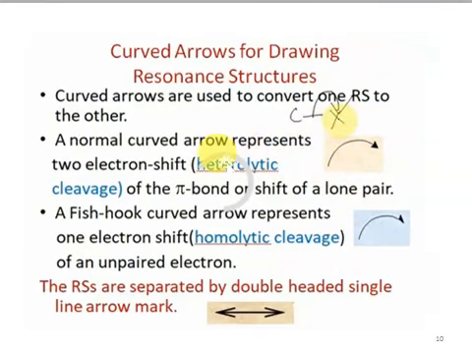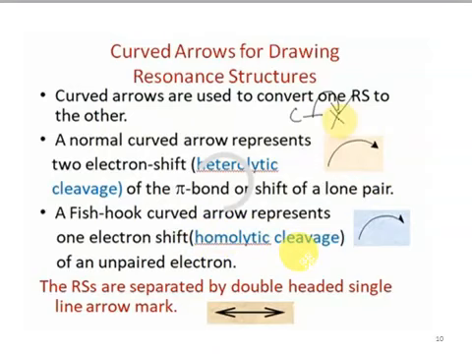And in case you are shifting only 1 electron, especially an unpaired electron, then you have to use this fishhook arrow. This single-headed arrow also shows homolytic cleavage.